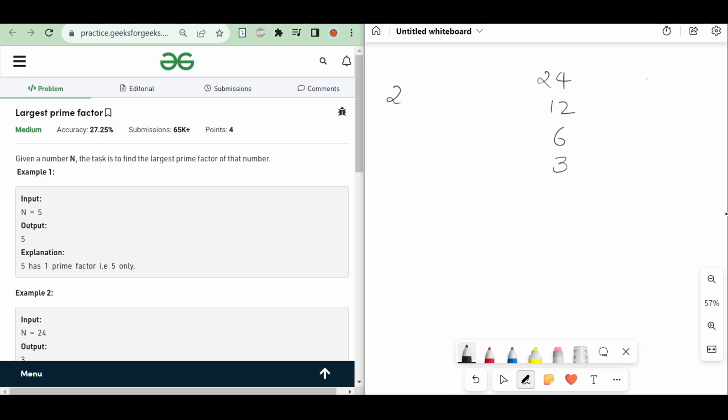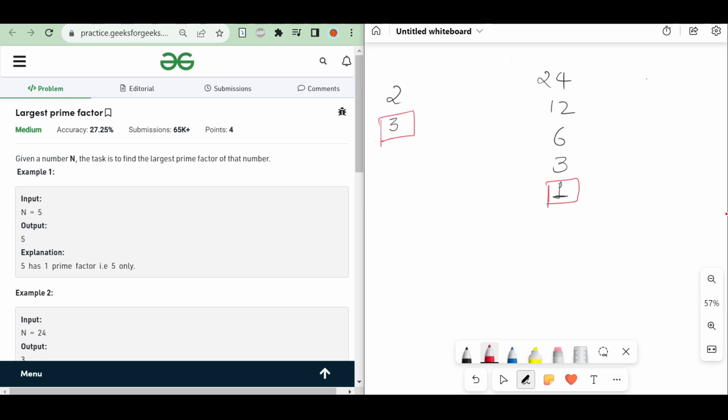I will not divide it by 2. I will move on to the next number, 3. Is 3 divisible by 3? Yes, one time. So whenever I get this 1, the last number, the number from which I got this 1, will be the largest prime factor.